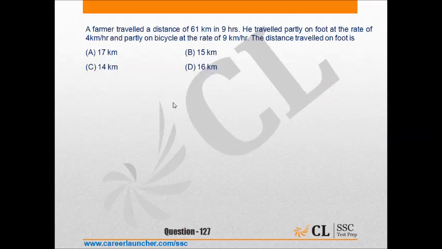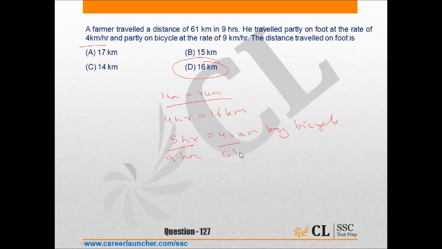A farmer travelled a distance of 61 km in 9 hours. He travelled partly on foot at the rate of 4 km per hour, partly on bicycle at the rate of 9 km per hour. The distance travelled on foot is? This question has to be done by hit and trial to do it in a faster way. If he is travelling by foot at the rate of 4 km per hour, let's assume he travelled for an integral number of hours. So for 1 hour, he must have travelled 4 km, which is not possible, not given among the options. Among the given options, the easiest option is D. So if he has travelled 4 hours and 16 km by foot, that means in the remaining 5 hours, he should have travelled 45 km by bicycle, right? And this total matches my given data. So this is the answer.